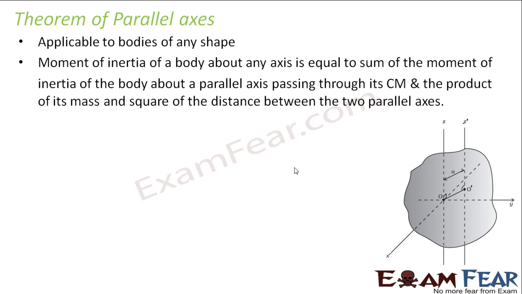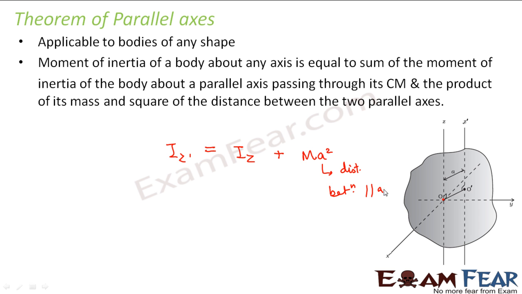That means, let us suppose this Z is the axis which is passing through the center of mass. Then the moment of inertia about another axis which is parallel to this axis is Iz dash, which is equal to the moment of inertia about the parallel axis passing through the center of mass plus mass into a square, where a is the distance between the two axes. These two axes are parallel, correct? That is why this is known as the theorem of parallel axis.